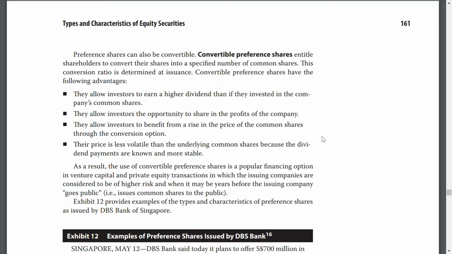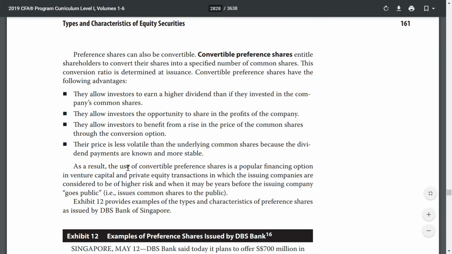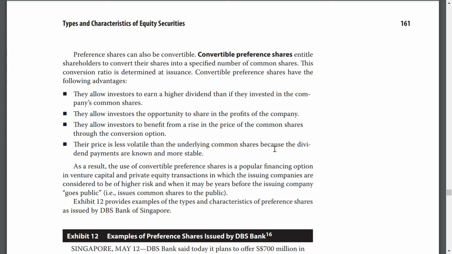As a result, the use of convertible preference shares is a popular financing option in venture capital and private equity transactions, in which the issuing companies are considered to be higher risk and it may be years before the issuing company goes public. Okay.